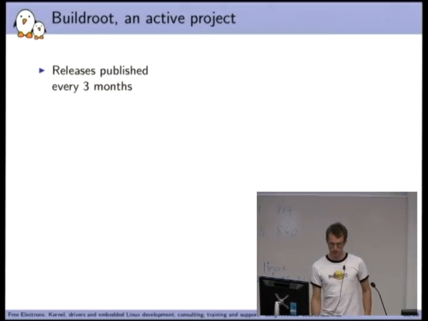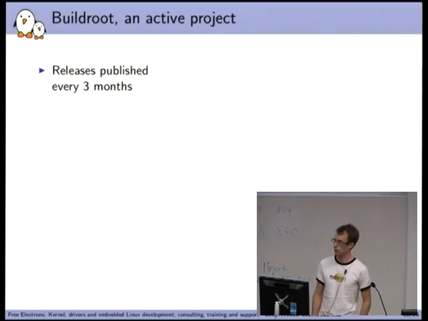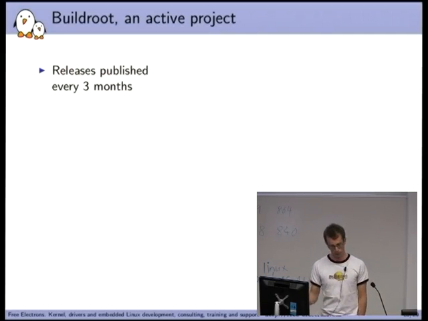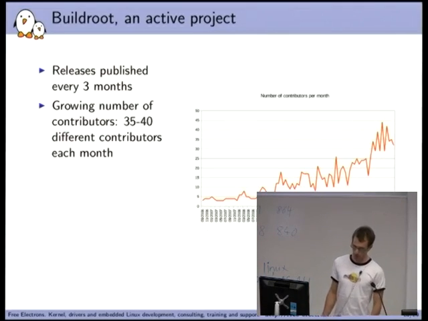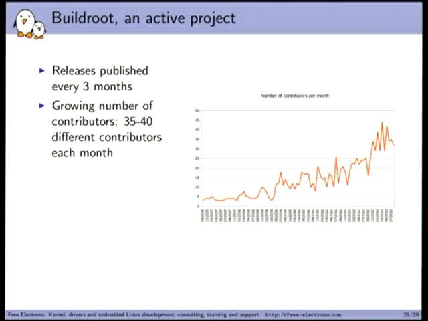Since he has been leading the project, we have published releases every 3 months, very regularly. They have always been on time, so it's pretty good for users to know that every 3 months we care about stability. So we basically have 2 months of development and then 1 month for bug fixing. We have a growing number of contributors. These days we have between 35 and 40 different contributors each month that have patches integrated into the tree. In fact we have many more contributors sending patches, but for the patches that are accepted, it's like 30, 40 people each month.